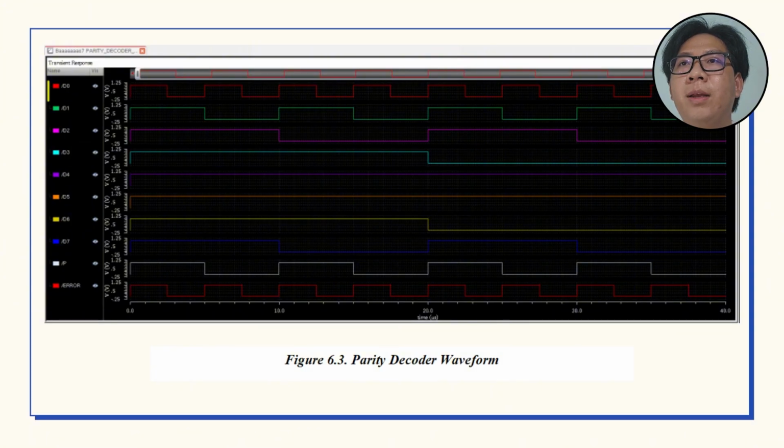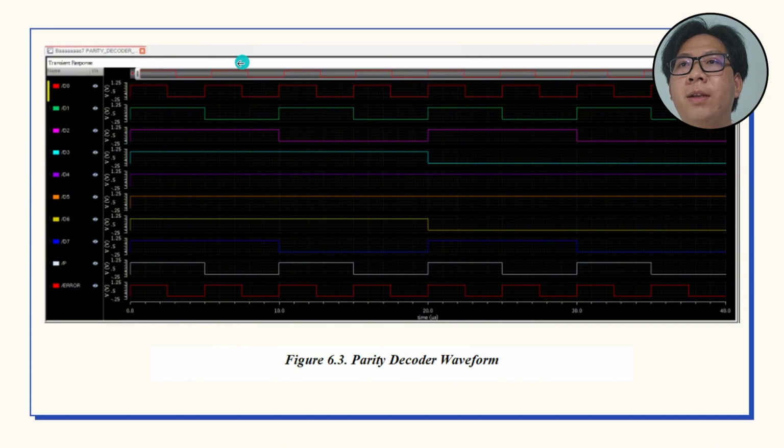In the second period, D0 changes to 0, leaving us with 8 ones. 8 is an even number, so the error bit becomes 0, meaning the data is valid. In the third period, all bits are 1 except D1 and B, which are 0. That gives us 7 ones and 2 zeros. 7 is odd, so again the error bit is 1, showing a transmission error.